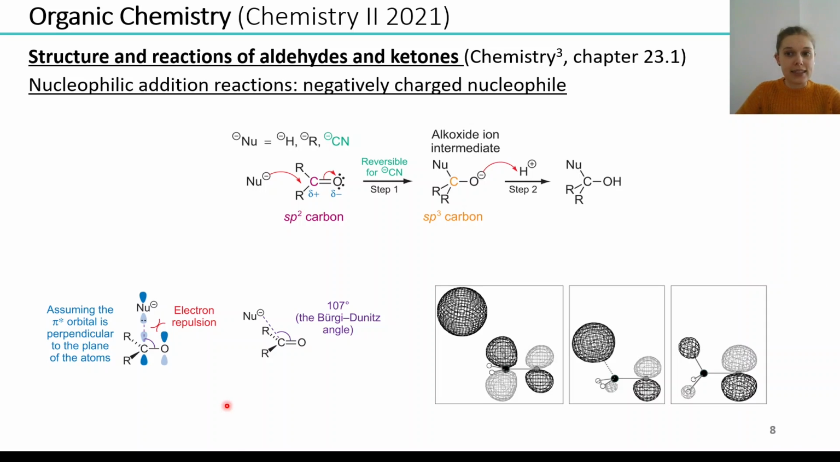And for the attack of the nucleophile, the maximum overlap of the orbitals is achieved when the nucleophile approaches the carbon-oxygen double bond at an angle of 90 degrees. However, the electron density of the oxygen repels the nucleophile and forces it to attack at an angle of 107 degrees instead. This angle is also called the Bürgi-Dunitz angle.